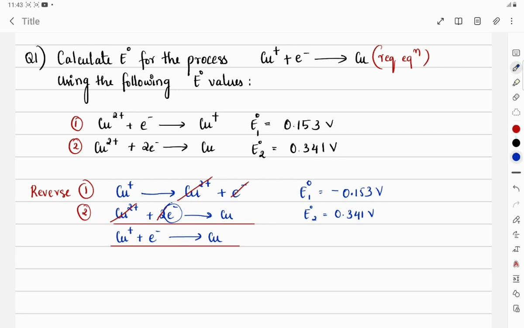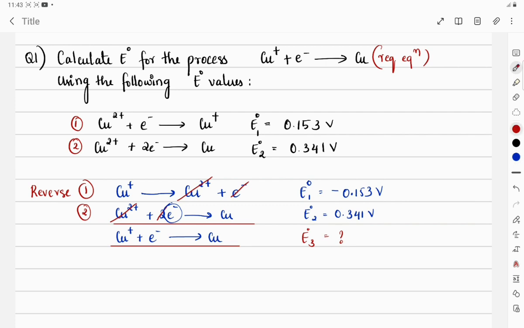Now what will be the E0 value for this particular reaction? We can represent it as E3. Can we simply add the E0 values? The answer is no, because we learned yesterday that E0 is intensive and we cannot add it. So to find the E0 value, we have to proceed through delta G, as I have told before. So we need to find the delta G value for each of these steps.